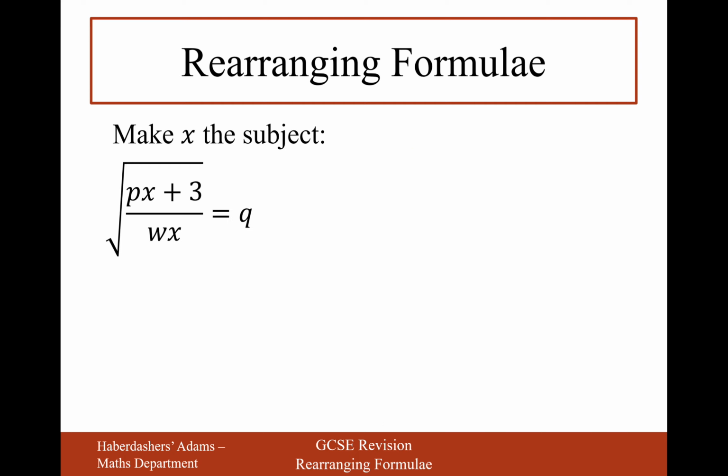Let's move on to the next one. So very similar here. Let's get rid of the square root first by squaring both sides. That will get rid of the square root on the left hand side, and then we square the right hand side, so it's q squared.